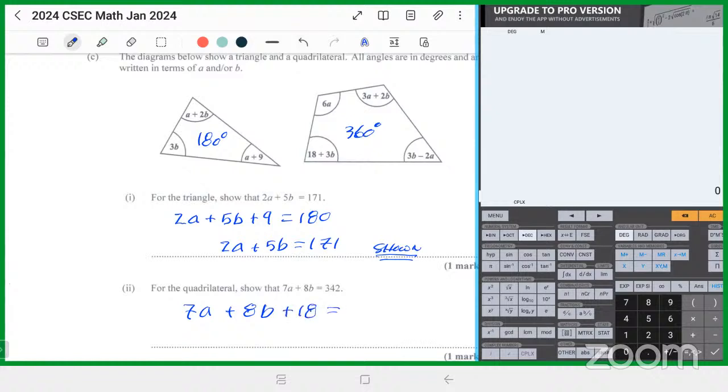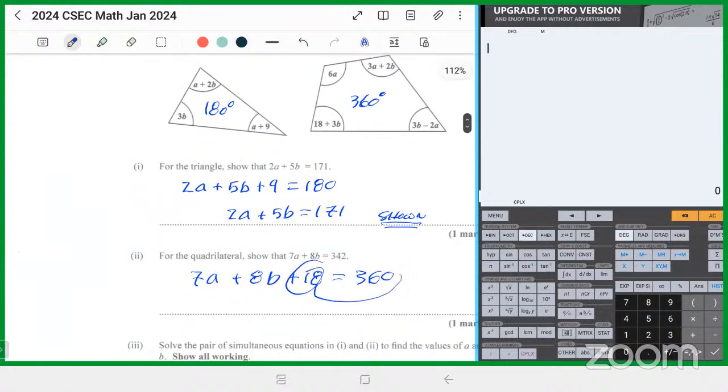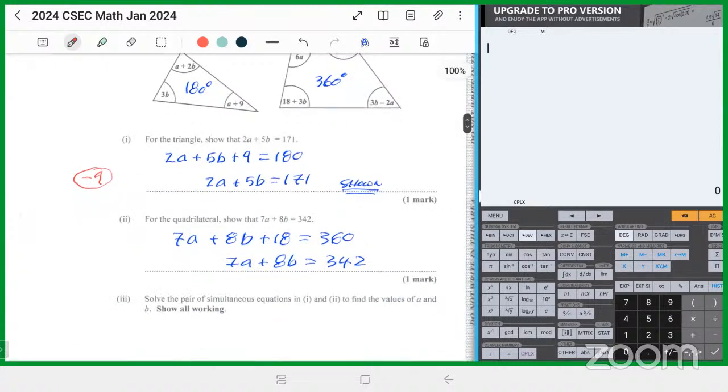And that totals the 360. And then we just take this 18 and subtract, and we end up with the equation they gave us, which is 7A plus 8B equals 342. So maybe what we can do here is show that we subtracted 9. I'm going to put a minus 9 here, for example, to see. And down here we subtracted 18 from both sides. I'm going to put a minus 18 right here. So the 360 minus 18 would have given us that 342. All right, so that's how we get those two equations.